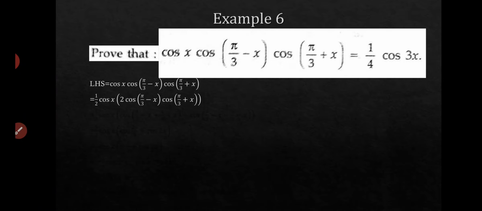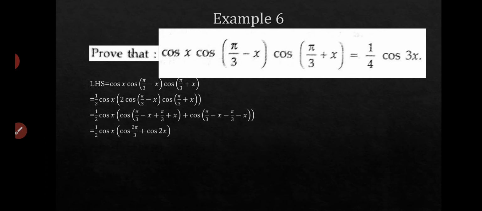So let me multiply a 2 and then multiply a half. So twice of cos a cos b, again that formula. Now this pi by 3 minus x and pi by 3 plus x is to be considered as a and b. So if you apply a plus b and a minus b, if you cancel it out, this is what you have. Now cos 2 pi by 3 is basically cos of pi minus pi by 3, that is minus half, and cos 2x is as it is. So you have minus 1 by 4 cos x plus half into cos x cos 2x.